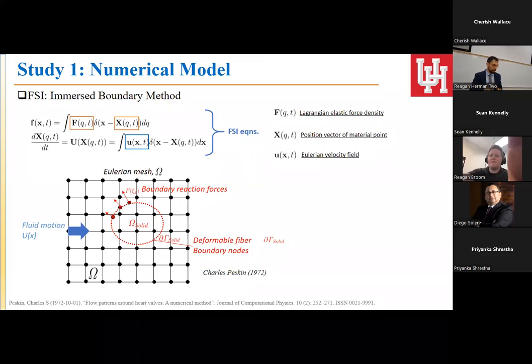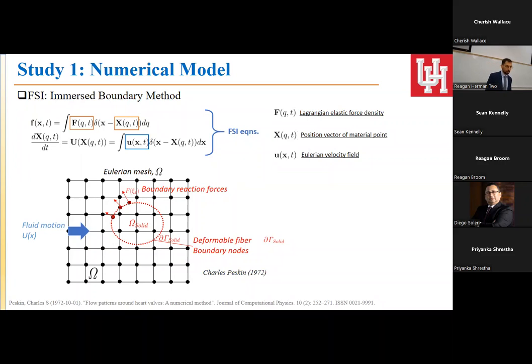To give a brief explanation of how this methodology works, the first step is to calculate the force densities of the elastic structure caused by the fluid on the boundary. The structure will then deform a finite amount and the boundary will follow its movement. So this is basically the FQT term here.